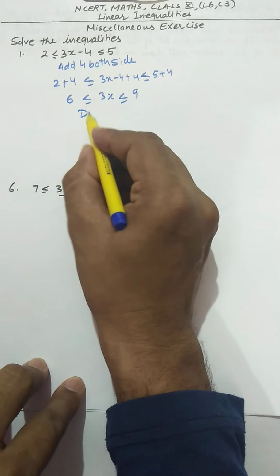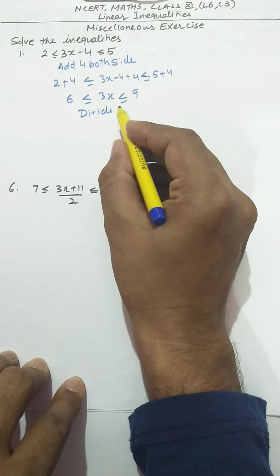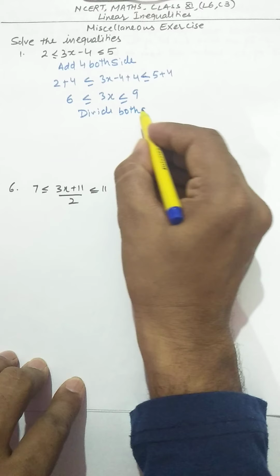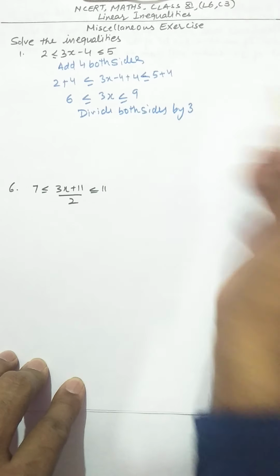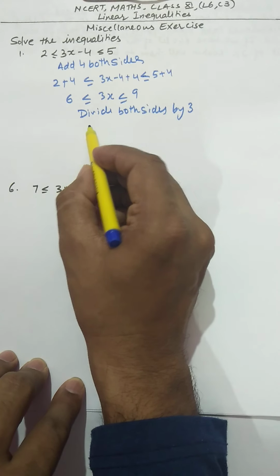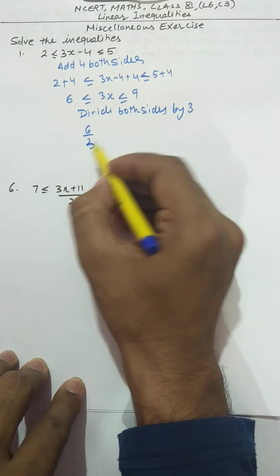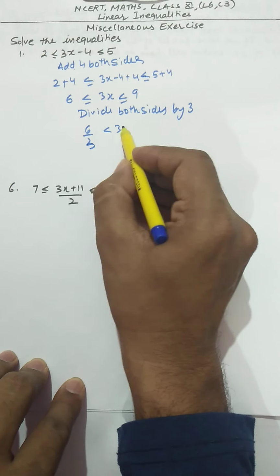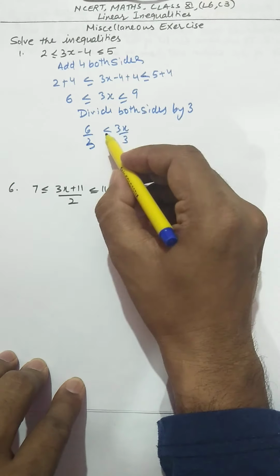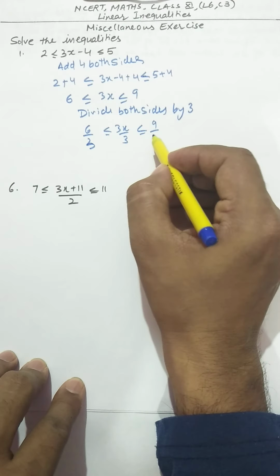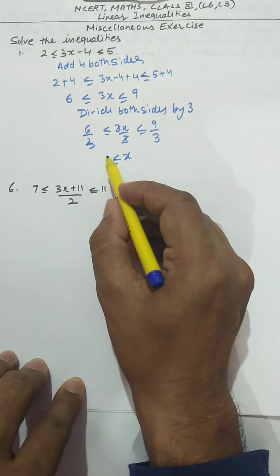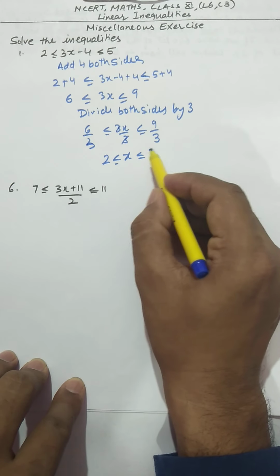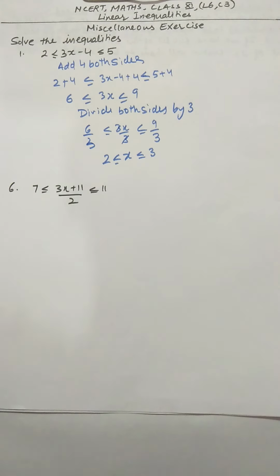Now we can divide both side by 3. So let's see what comes. 3 divided by 3, 3x divided by 3, 9 divided by 3. So this way you are going to get x greater than or equal to 2 and this is less than or equal to 3. So this is your final answer.